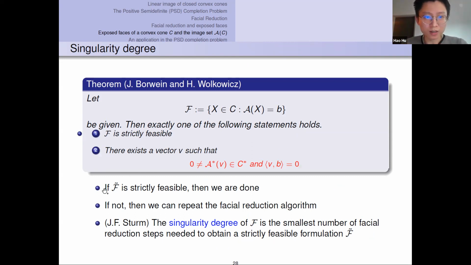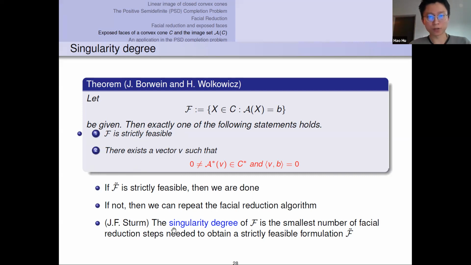So let's go back to the facial reduction algorithm. Again, we see that if F is strictly feasible, then we're happy. And if not, we can solve this auxiliary system to find a face containing the feasible region. But again, if this does not make F tilde a smaller, strictly feasible problem, we can repeat this algorithm over and over again. It is natural to ask how many steps you need before you end up with a strictly feasible formulation eventually. And such a question has already been posed in the literature.